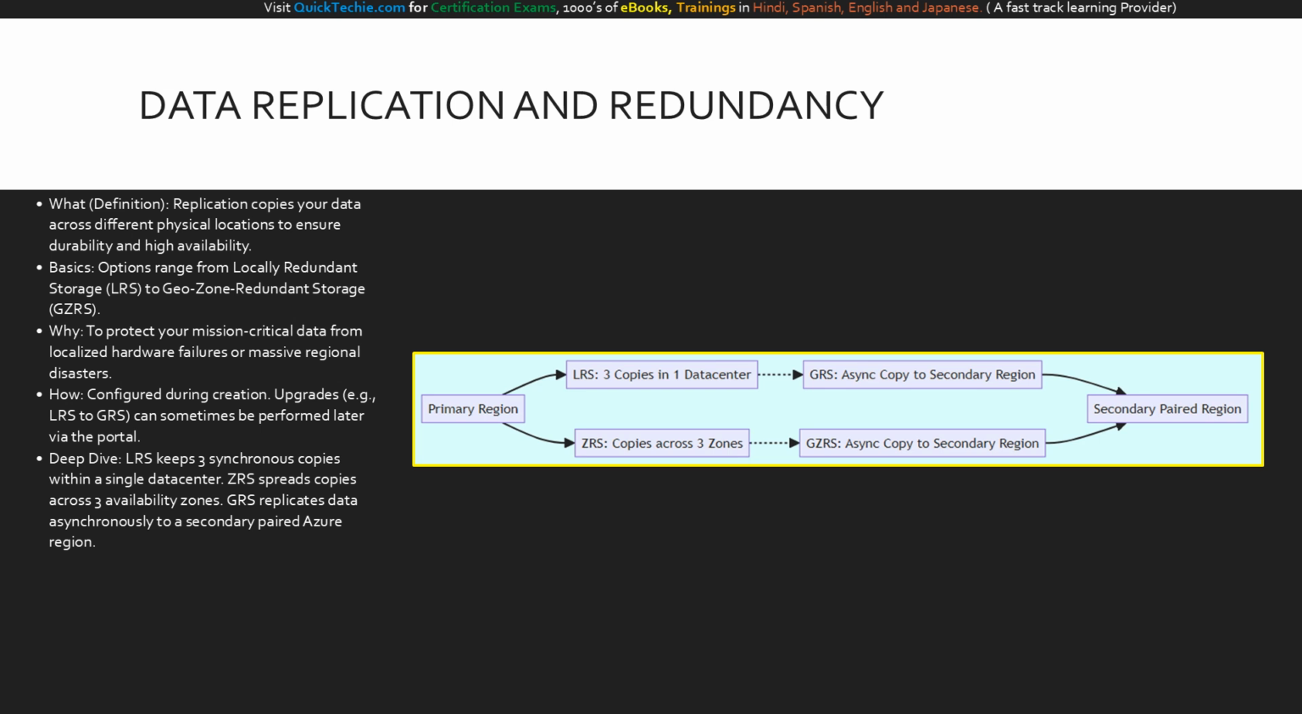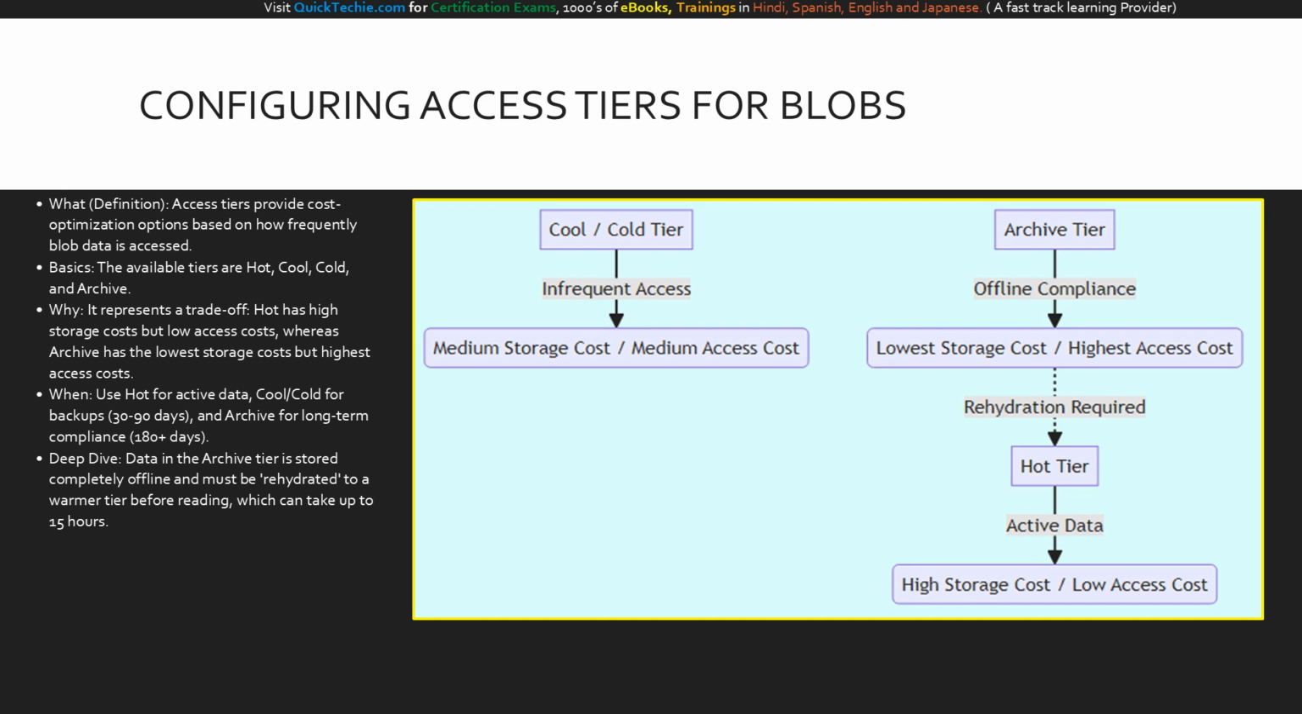Both of these geo-redundant options asynchronously copy your entire dataset over to the secondary paired region on the far right, ensuring survival even if the primary region goes completely offline. Let's optimize our costs on slide 5 by discussing access tiers for blob storage.